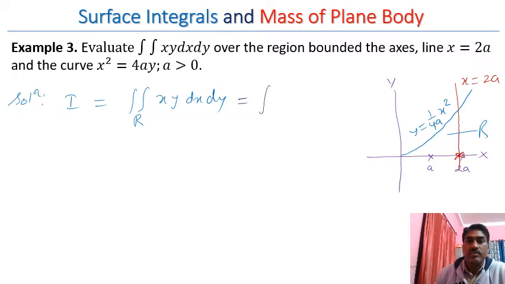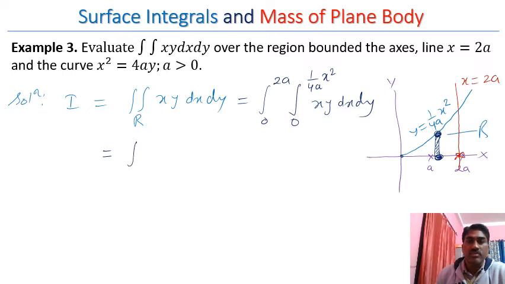You can see this question is simpler. x has the limit 0 to 2a. We have already discussed that x takes the minimum to maximum value. Then for the limit of y, I should remind you to take a strip, and the limit of y is taken from the curves: lower limit from the lower curve, so y is equal to 0, and upper limit from the upper curve, so y is equal to 1 by 4a x square, and then xy dx dy. Again y has variable limits, so we will integrate with respect to y first.